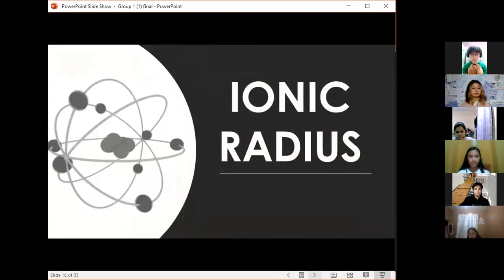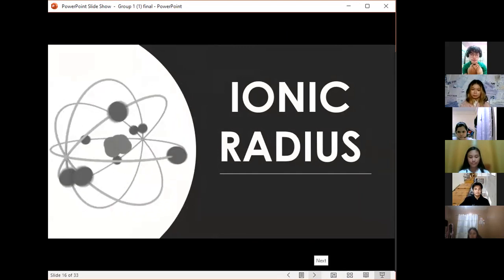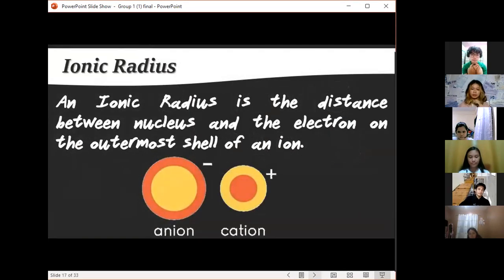And now we'll be explaining the concept of ionic radius. An ionic radius is the distance between nucleus and electron on the outermost shell of an ion. First, an ion is electrically charged, tapos it has two types, the cation and the anion. The cation is a positively charged ion and it has more protons than electrons. Opposite of an anion kasi an anion has more electrons than protons kasi it is electrically charged. Negatively charged.